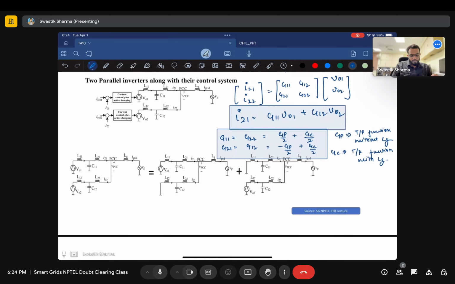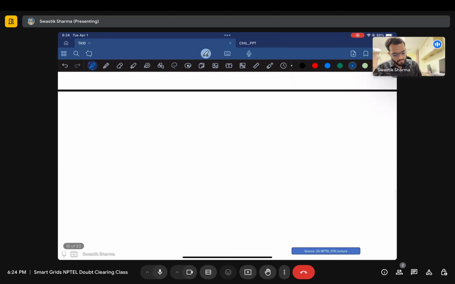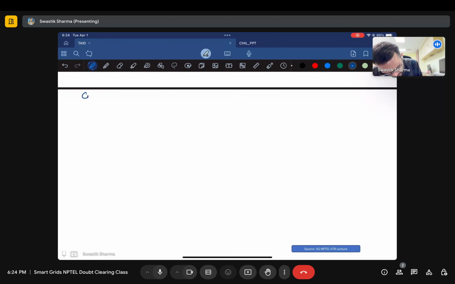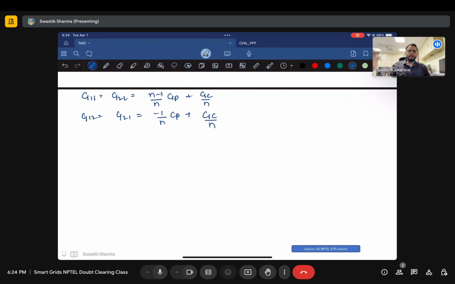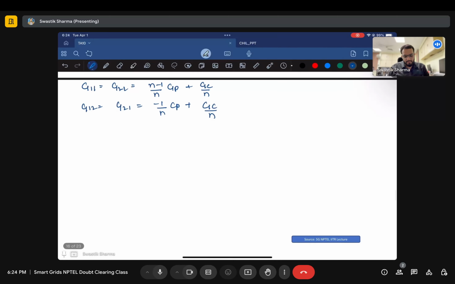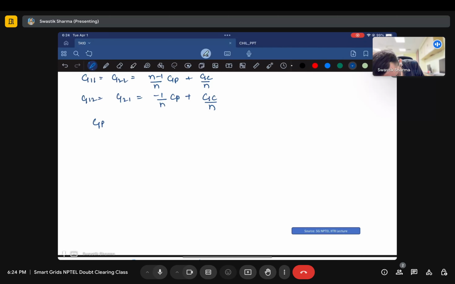So you do this, and for an n parallel connected system it will look something like this. G11 is equal to G22, which is n minus 1 upon n GP plus GC by n, and you have G12 equal to G21, which is minus 1 upon n GP plus GC by n. That is how you write it. And if I want to get GP and GC, I'll just take these values as they were given in the instructor's slides.